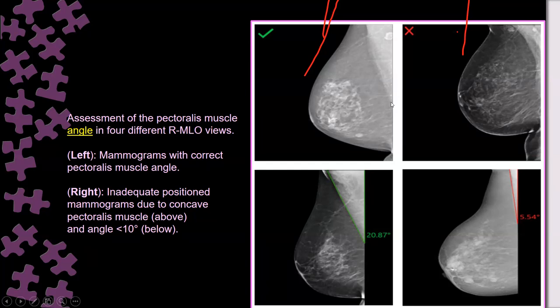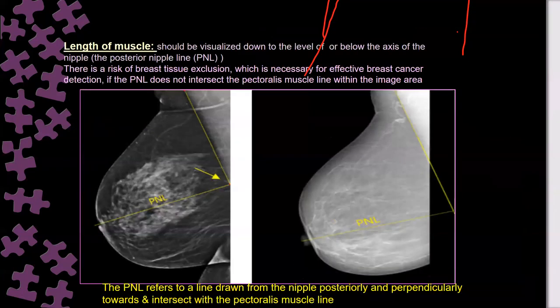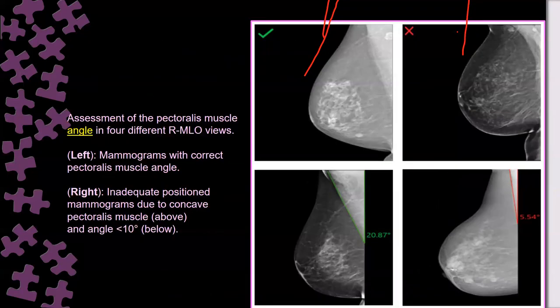Okay. This is the optimum one. It is wider at the axilla, convex, and the lower edge is at the level of the posterior nipple line. This is a correct mammogram. The three others are not correct. Not the three, I mean, this is also correct. These are the two not correct. This is also wide, giving the triangular shape, reaching the posterior nipple line, and the angle is more than 20.